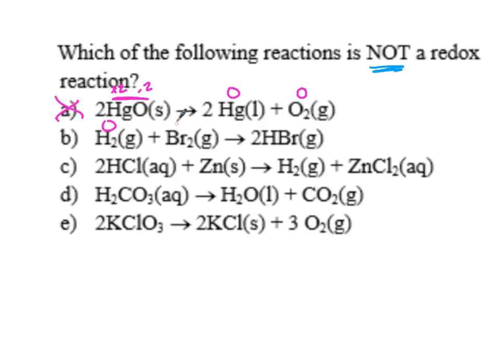Same thing B, we have 2 zeros, has to be a redox reaction. C, we also have 2 zeros, so that's redox. D doesn't have any, and then E, there's a 0, so E also can't be the correct answer. So D must be the one that is not a redox. If you had 2 that didn't have a 0, then you would need to go through and actually assign oxidation numbers to see which one didn't change.